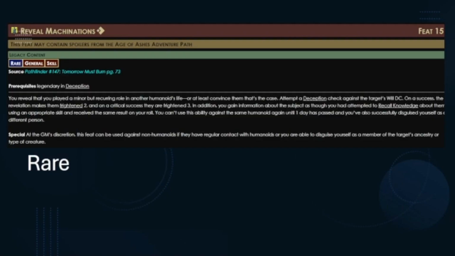The feat does note that a GM can allow it to be used against non-humanoids, but only if they regularly talk to humanoids or you're able to disguise yourself as a non-humanoid, convincingly so. So this feat is somewhat niche. A lot of GMs wouldn't necessarily choose to let you use it, even at the level you unlock it. But essentially, it does exist, and hopefully I didn't spoil the adventure path while explaining this.